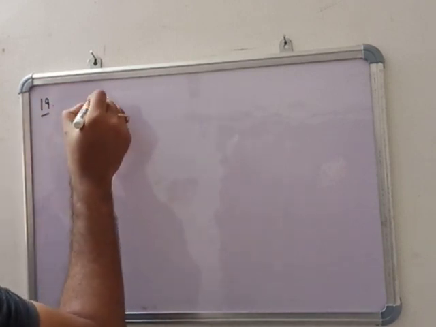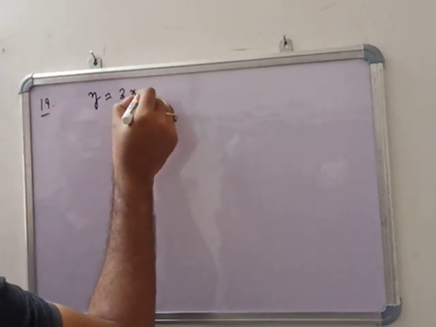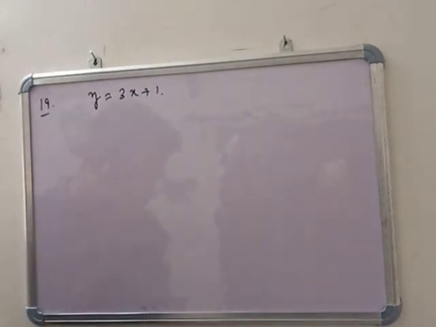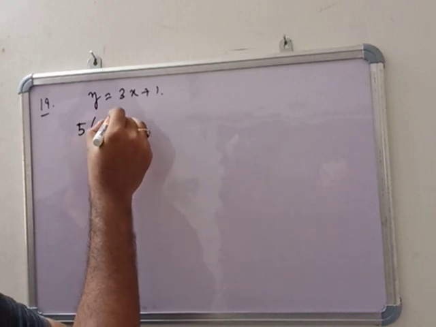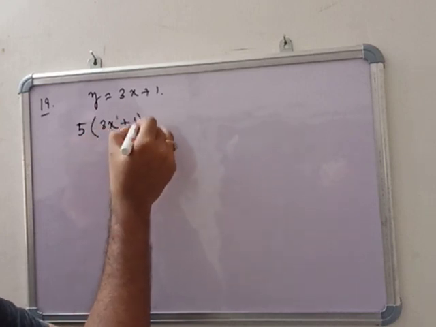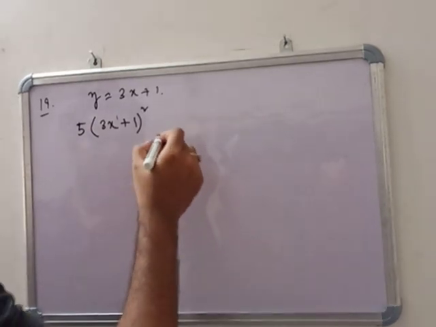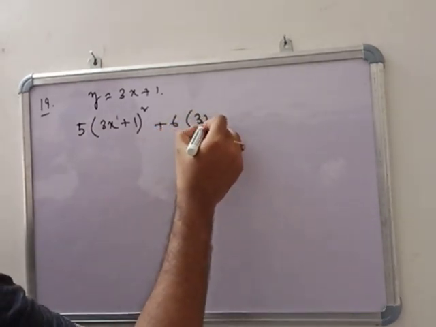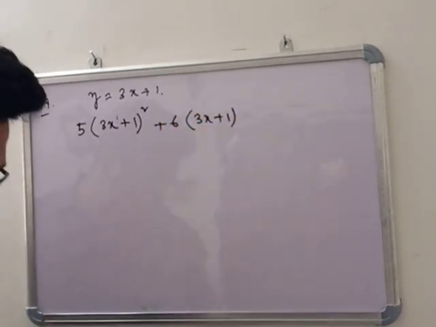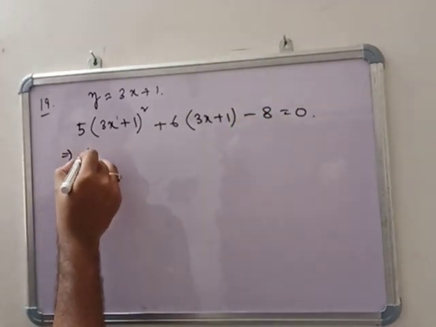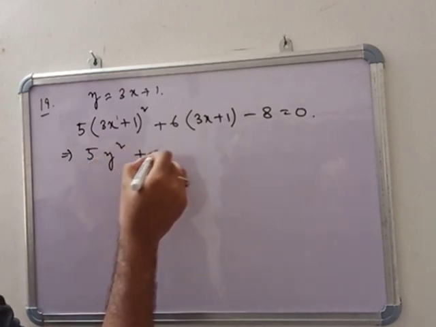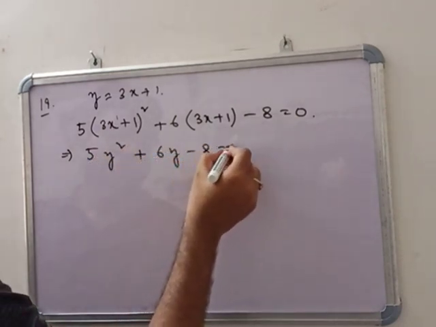In number 19, see that use the substitution y equals 3x plus 1 to solve for x. That is 5 into (3x plus 1) whole square plus 6 into (3x plus 1) minus 8 equals 0. So now substitute it first. So 5y square plus 6y minus 8 equals 0.